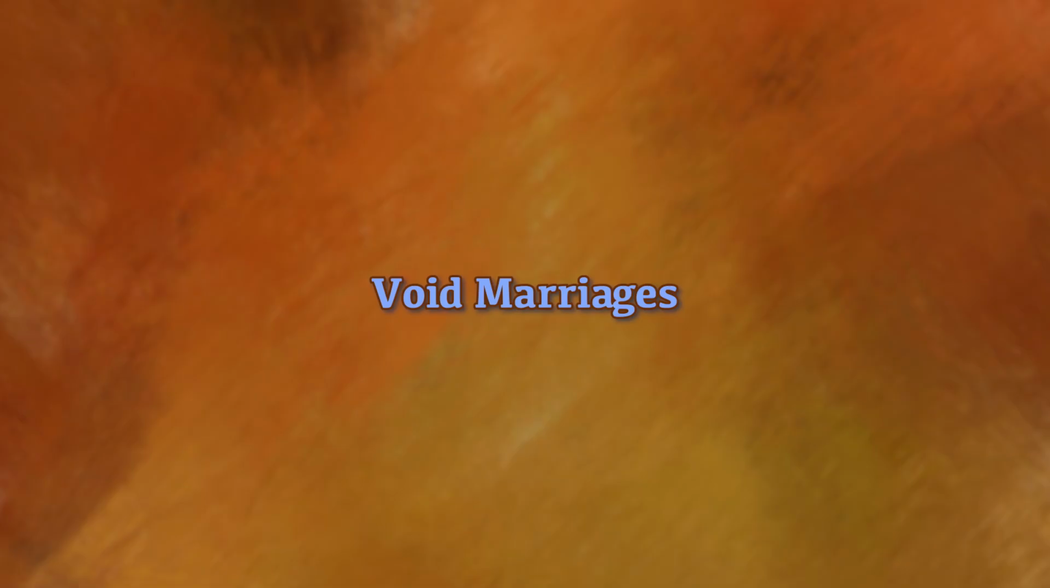First of all, let's discuss what are void marriages. A void marriage means a marriage that has no legal status in the eyes of law. Hence, it will have none of the legal consequences that a valid marriage has. As per the provisions of Section 11 of the Hindu Marriage Act 1955, the grounds for the void marriages are as follows.